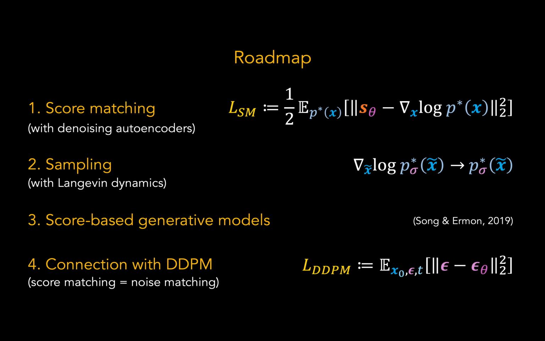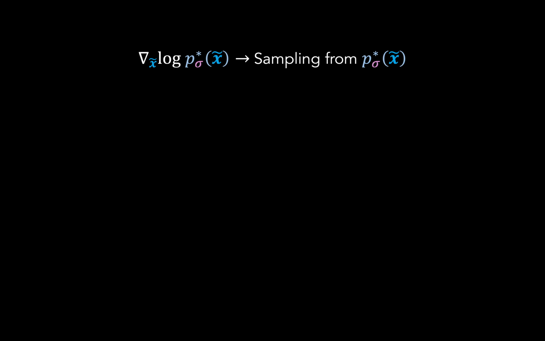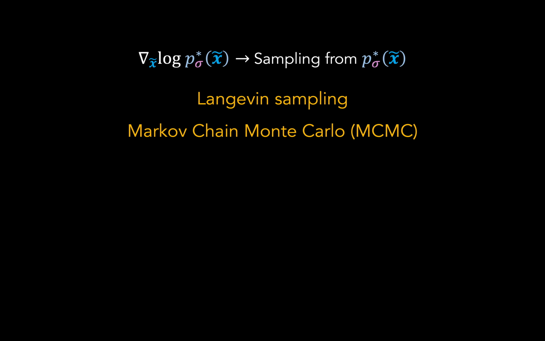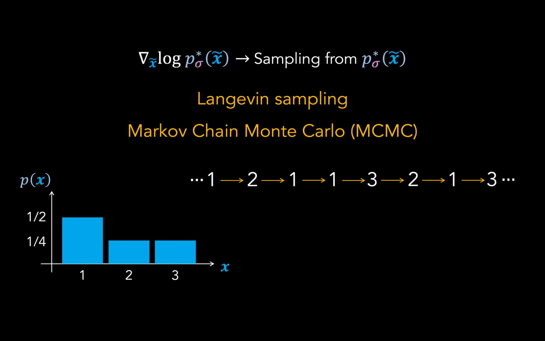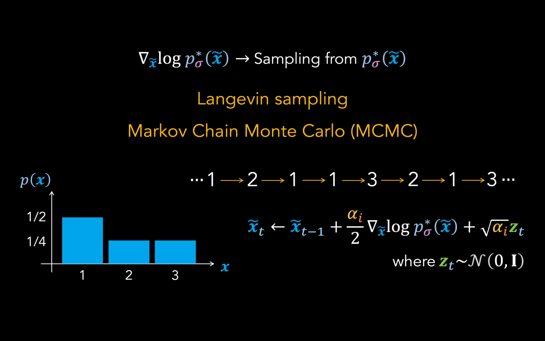But to properly understand it, we must first address the second basic element of our method, which is sampling. To sample from the density using our score function, we use a method called Langevin sampling. Langevin sampling is part of a class of methods called Markov chain Monte Carlo. Put simply, what these methods do is construct a Markov chain whose elements converge to some target distribution p of x. Langevin sampling achieves this using a stochastic process of this specific form with alpha as our step size.